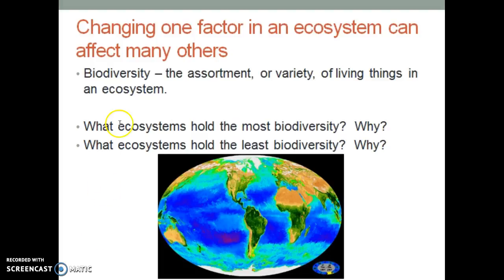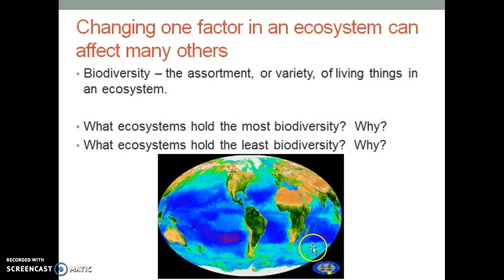Next, we're going to be talking about biodiversity, which is another vocab word. Biodiversity refers to how many different species live in one particular area. And there are regions on our planet that have a lot of life living in that area, and there are ecosystems that don't have a lot of life living in their particular area. So looking at the world right here, what ecosystems or what parts of the planet would you expect most life to live, or which would have the highest level of biodiversity? And why?